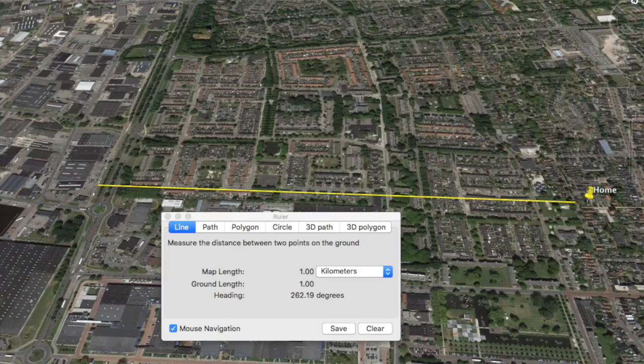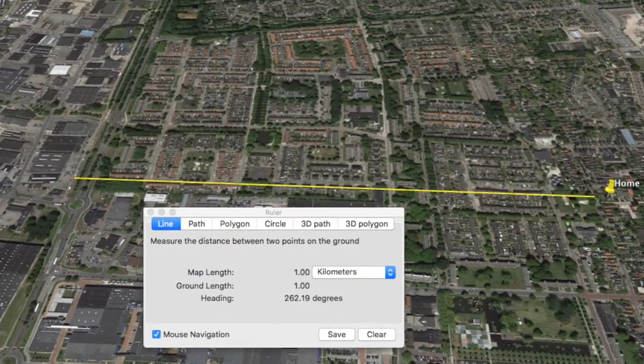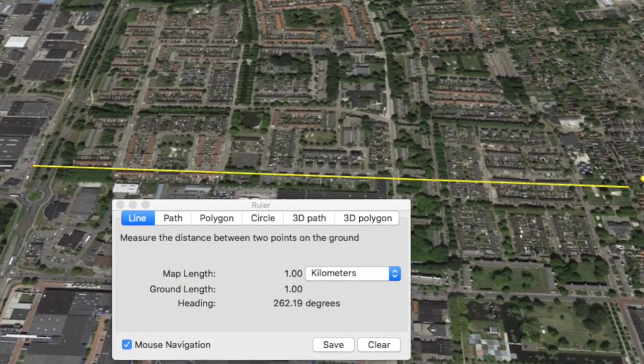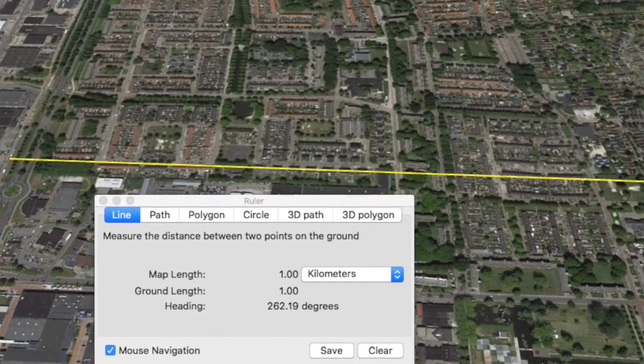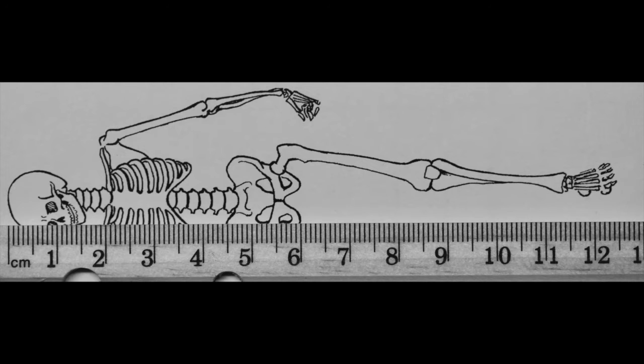Then we looked at a satellite image from Google Earth of my hometown, and there we used a little ruler to find out what the distance of 1 kilometer was. And next we looked at a diagram of a human skeleton. This also was a proportionate diagram, so we could use it to compare the length of the human body with the length of the head and other body parts.